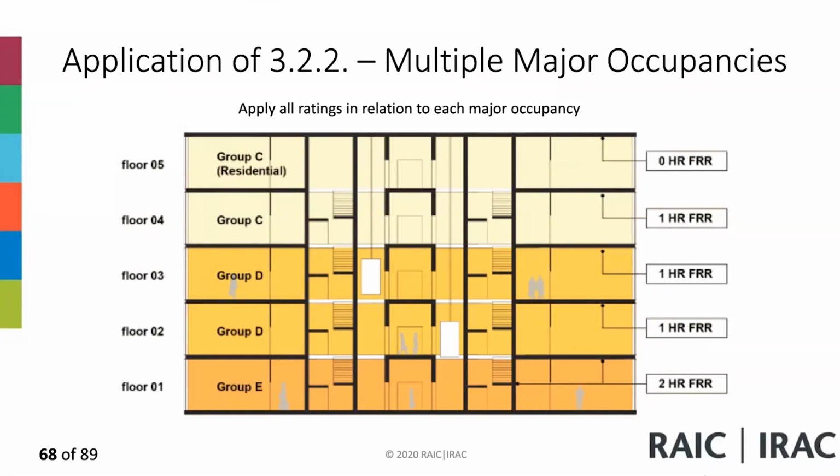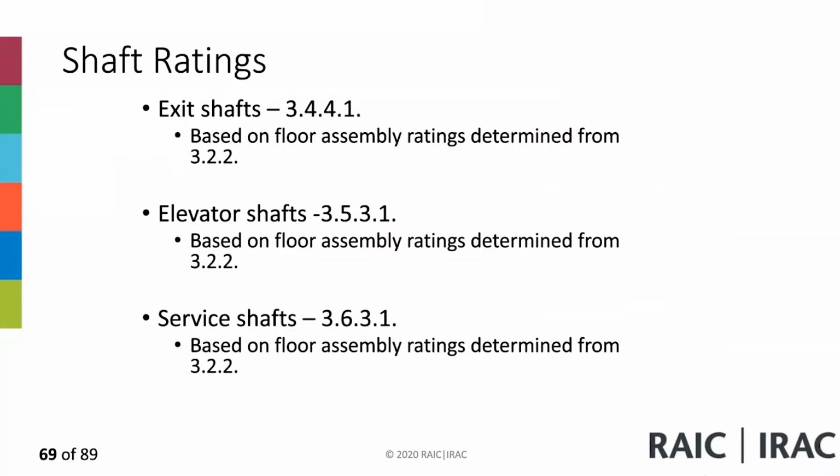So here, rating each major occupancy. And then the shaft ratings depend on the construction classification. So we determined our floor ratings in 322. And you've got to be careful in here, because our exit shafts, elevator shafts and service shafts are going to penetrate our floors. And because they penetrate our floors, we need to maintain the integrity of the floor separation by providing the appropriate rating.